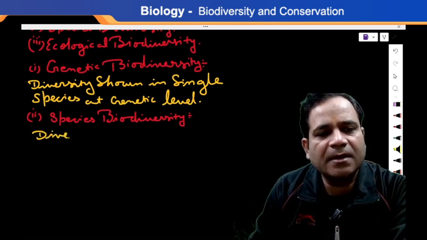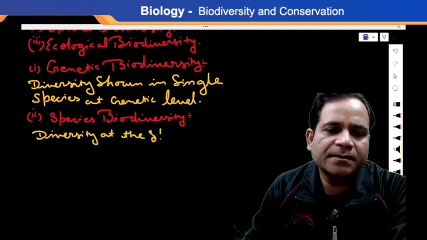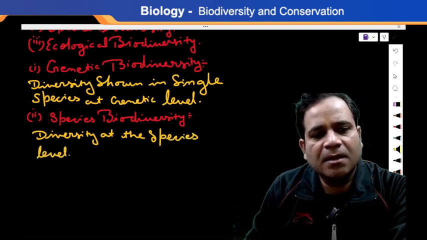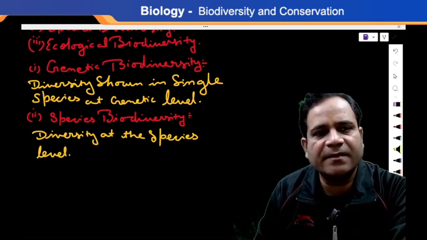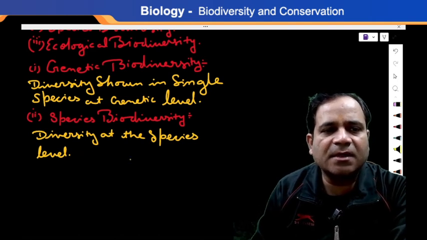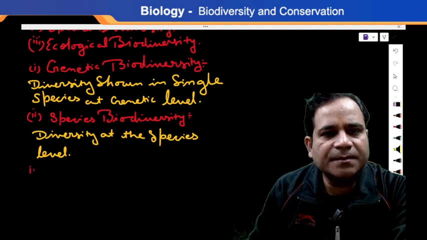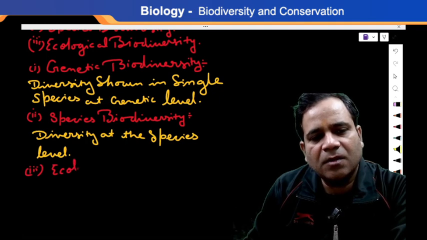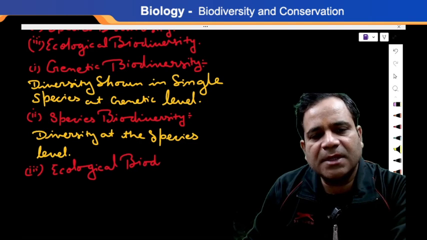What I'm writing here: diversity at the species level, my dear. Correct? So if the diversity is at the species level, then it is known as species biodiversity. And third one is what, my dear? Ecological biodiversity.